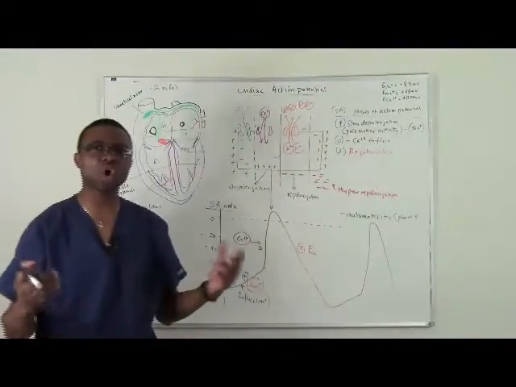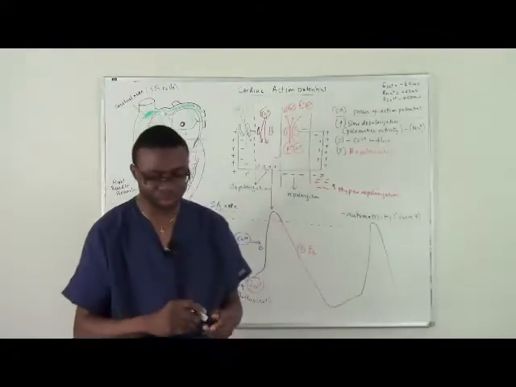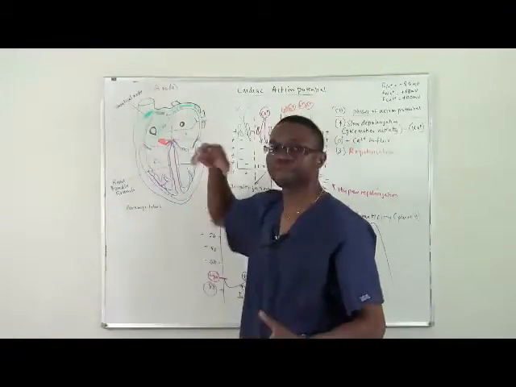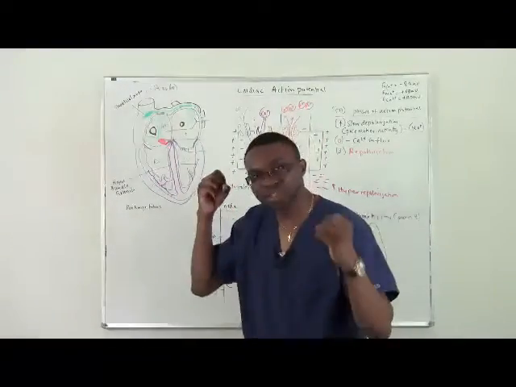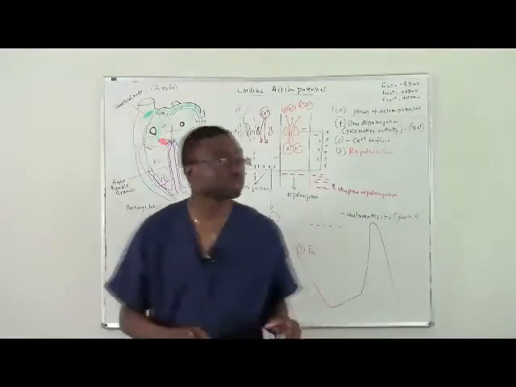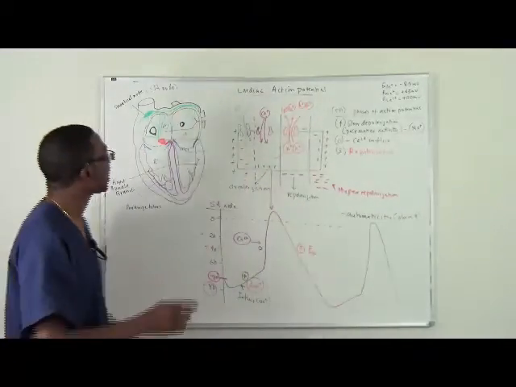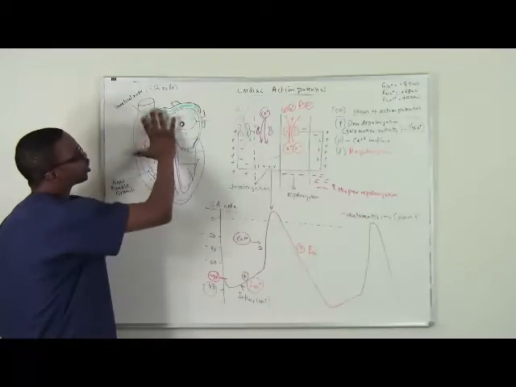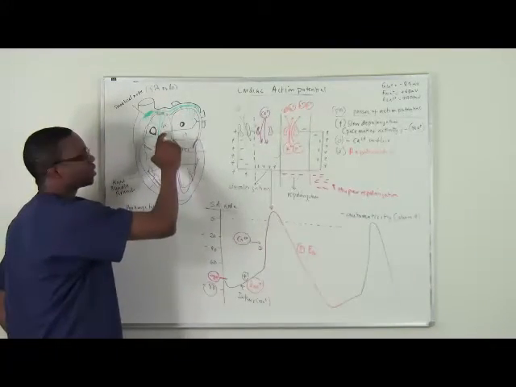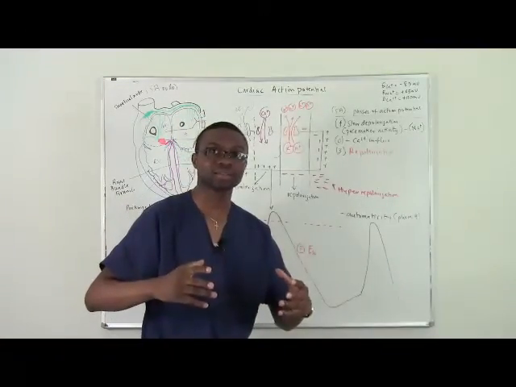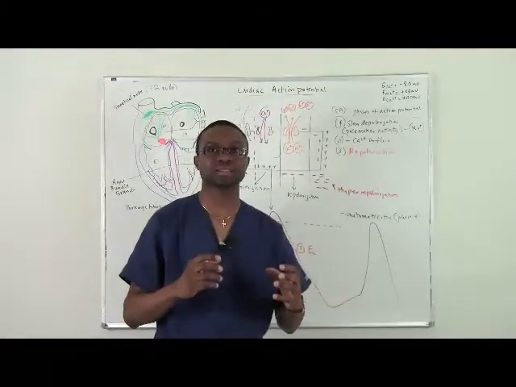Now, what does this all mean? All these fancy words I'm throwing around. All it means is when the SA node fires, well, for it to fire, it has to depolarize first. When it depolarizes, that depolarization is going to spread. It's going to spread to the atrium. When the atrium now gets depolarized, the atrium is now going to contract.